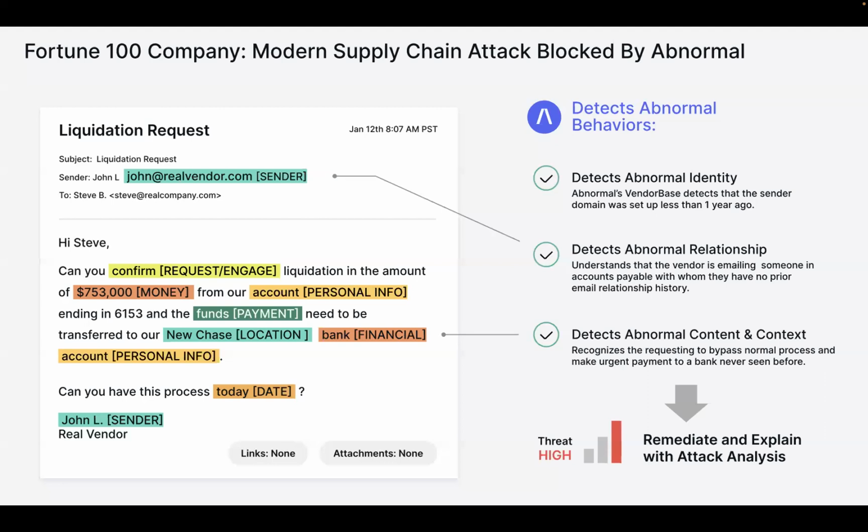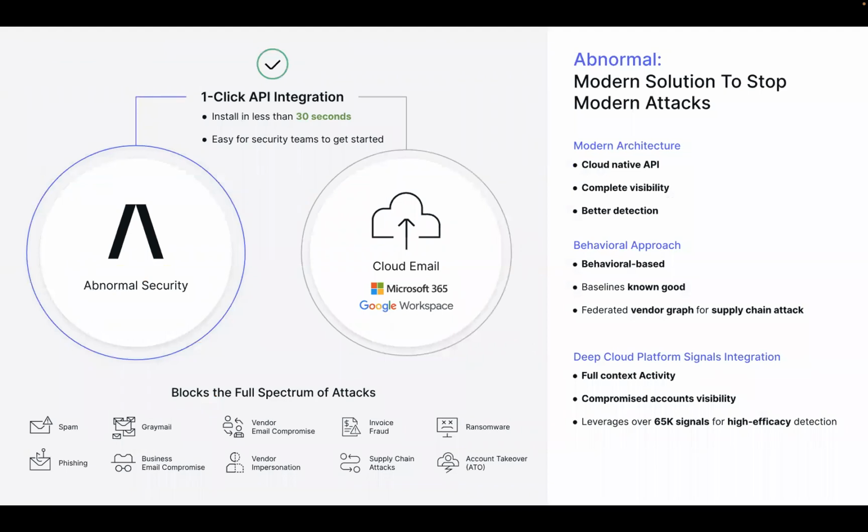That allows us now to come down with a verdict that says, this is without a doubt a series of evidence that the vendor may have been compromised, and now they're trying to use this account to commit some sort of invoice fraud. So team, the idea there is, how are we doing this, right?